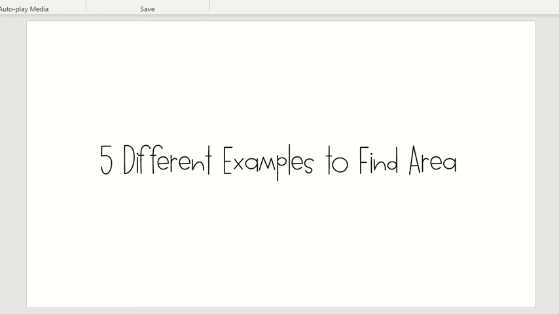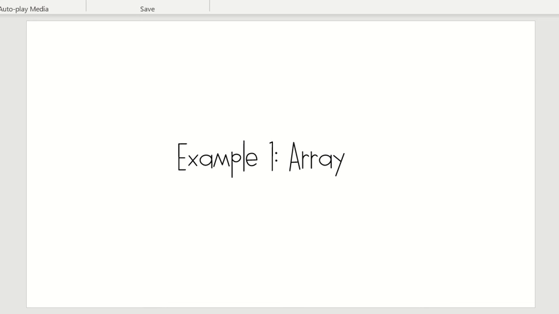Today we're going to look at 5 different examples to find area, or 5 different times area might come up on a test or when you're practicing where you might need the area skill. Number 1 is when you have an array.